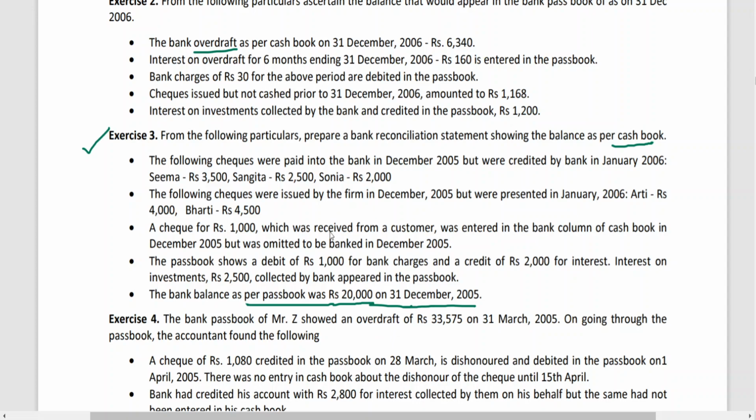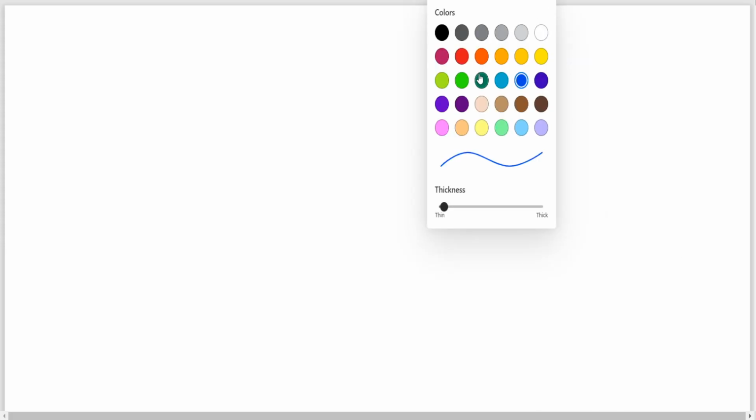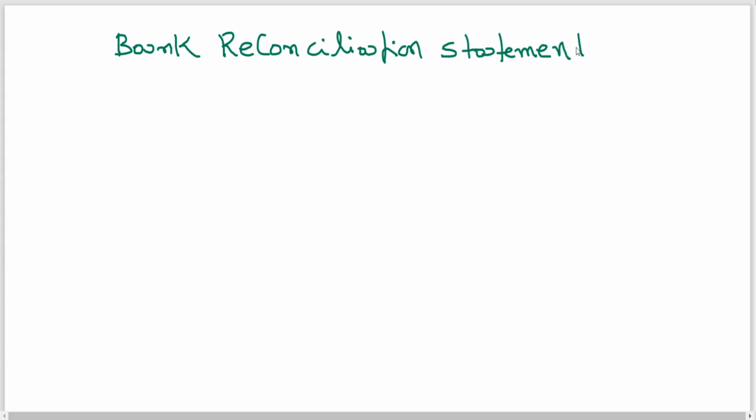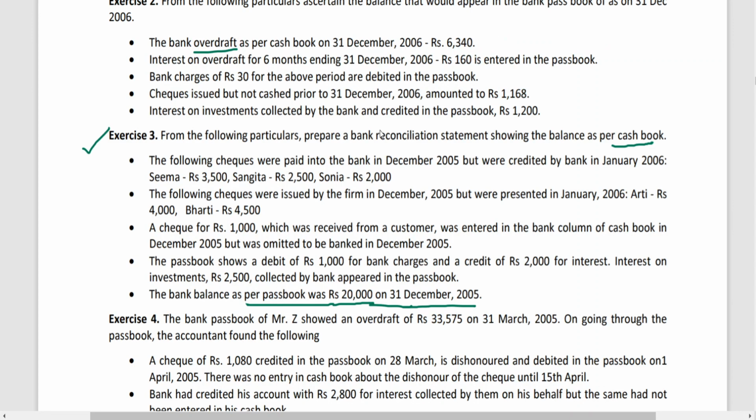So straight away I go for drawing the statement, and then we discuss the problem. Let me start. Bank reconciliation statement. And the most important thing is that we should see the date, 31st December 2005.